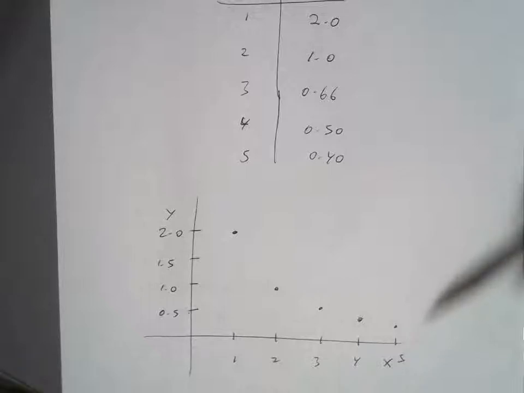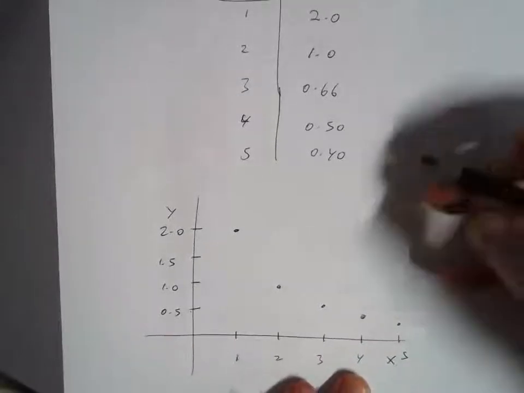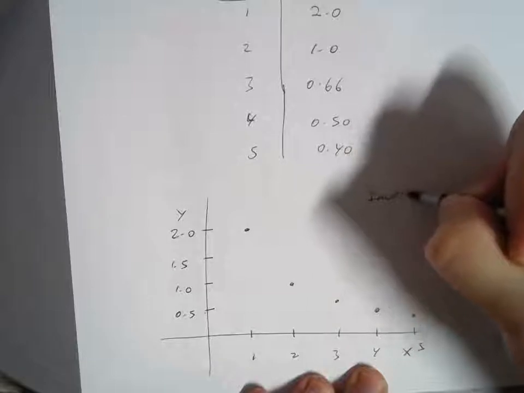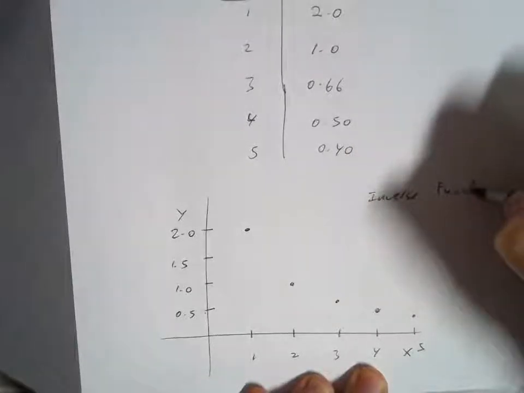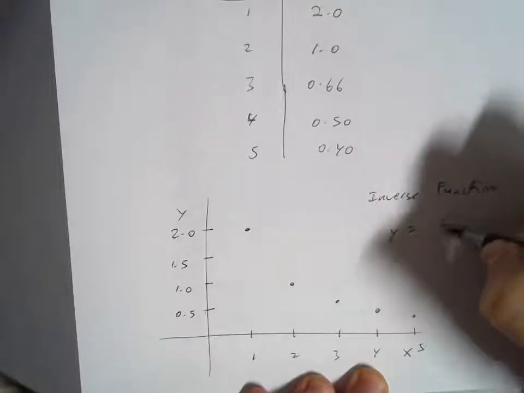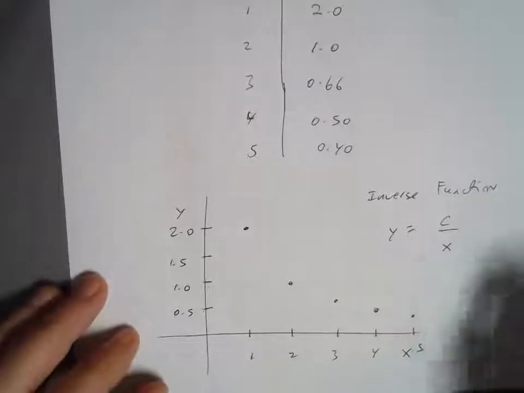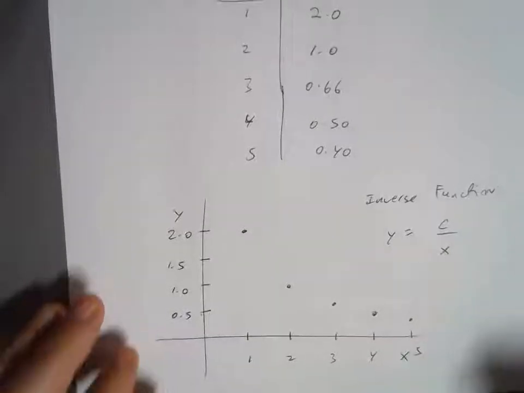So if you had a model for whatever this data described that you expected to be of this form, an inverse function, when we say that type of function, we mean y is some constant divided by x. So if that was the model that we had in mind to describe this data, one way to test that is to linearize your data. So on the next page we're going to take that same function and look at how to linearize it.